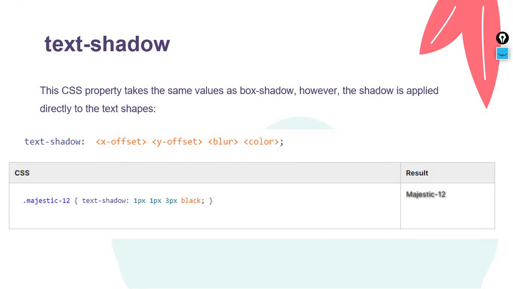Text shadow. This property takes the same values as box shadow. However, the shadow is applied directly to the text shape. So in this example, we use the text-shadow property with an X offset value of 1 pixel. For the Y offset, 1 pixel also, and 3 pixels for the blur. And the color is black. And this is the result.